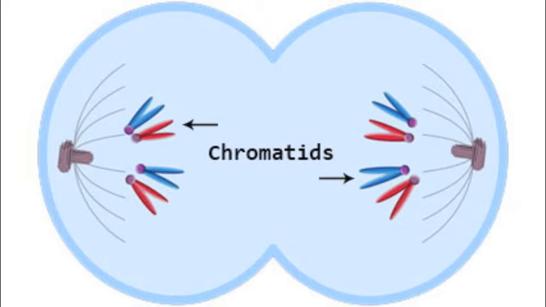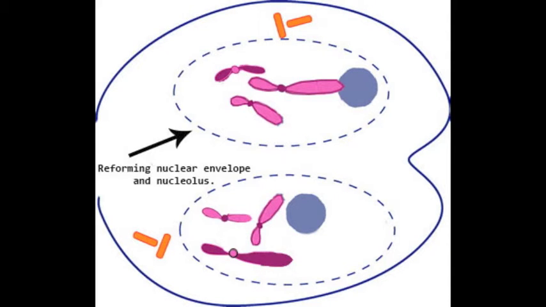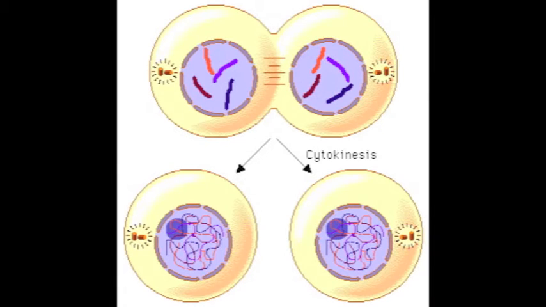In telophase, the final part of mitosis, the chromatids are pulled to the opposite poles of the cell. In addition, the nuclear envelope and the nucleolus reform, and the spindle fibers disintegrate. Finally, the original cell divides its cytoplasm and physically splits into two new daughter cells. This process is called cytokinesis.